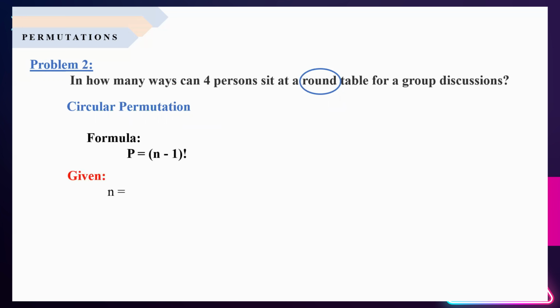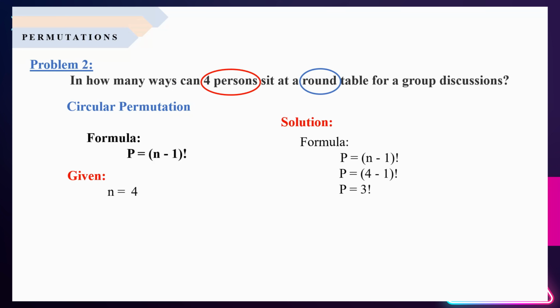So ngayon, alamin natin ang ating given sa problem number 2. Ang n natin ay 4 persons. So ibig sabihin, ang n natin ay 4. At gamitin natin ang value na to para i-substitute dun sa ating formula na permutation is equal to the quantity of n minus 1 factorial. So, ang n natin ay 4 minus 1 factorial. 4 minus 1 is 3 factorial. At ang 3 factorial ay 3 times 2 times 1, which is 6 possible ways. Therefore, merong 6 na possible ways na kung saan ang 4 na tao ay makakaupo sa round table for a group discussions.